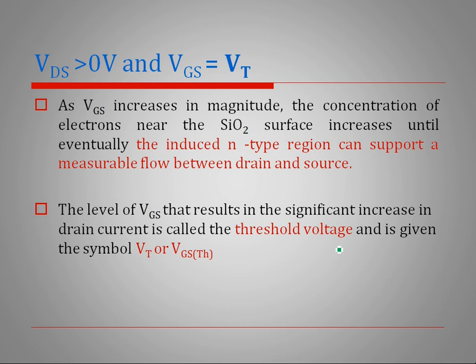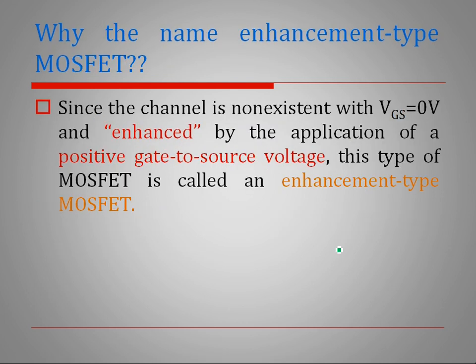You increase VGS. Now, why is this MOSFET known as enhancement type MOSFET? Because the channel is non-existent actually. There is no channel when there is no voltage applied to the device. But when VGS is increased by the application of a positive gate to source voltage, what has happened? There is an enhancement. The channel is enhanced. That is why it is known as enhancement type MOSFET.